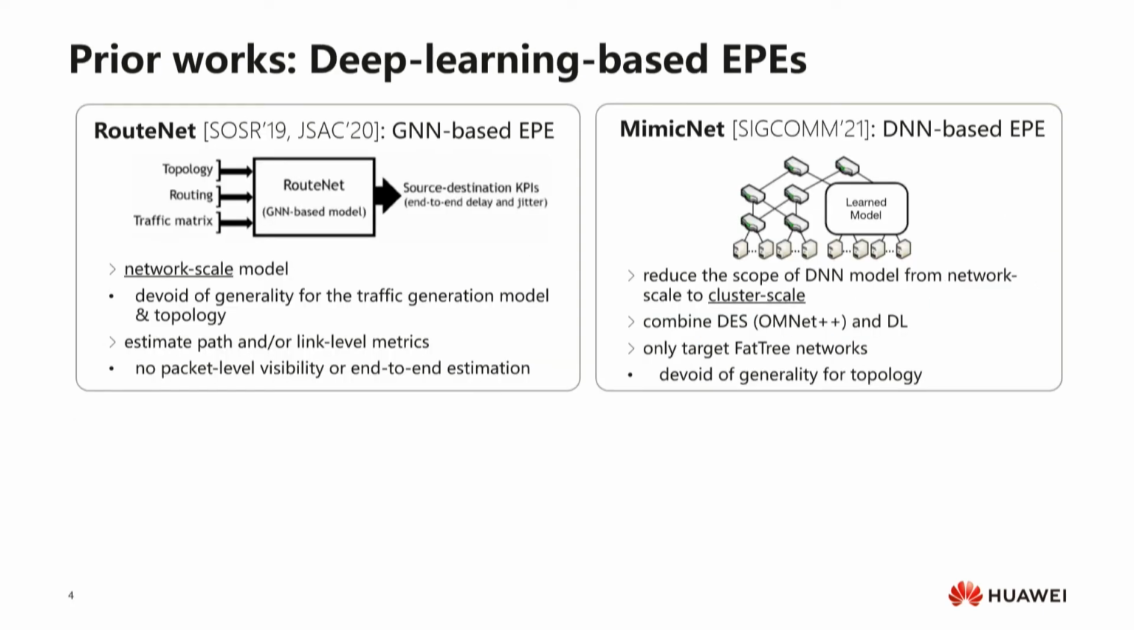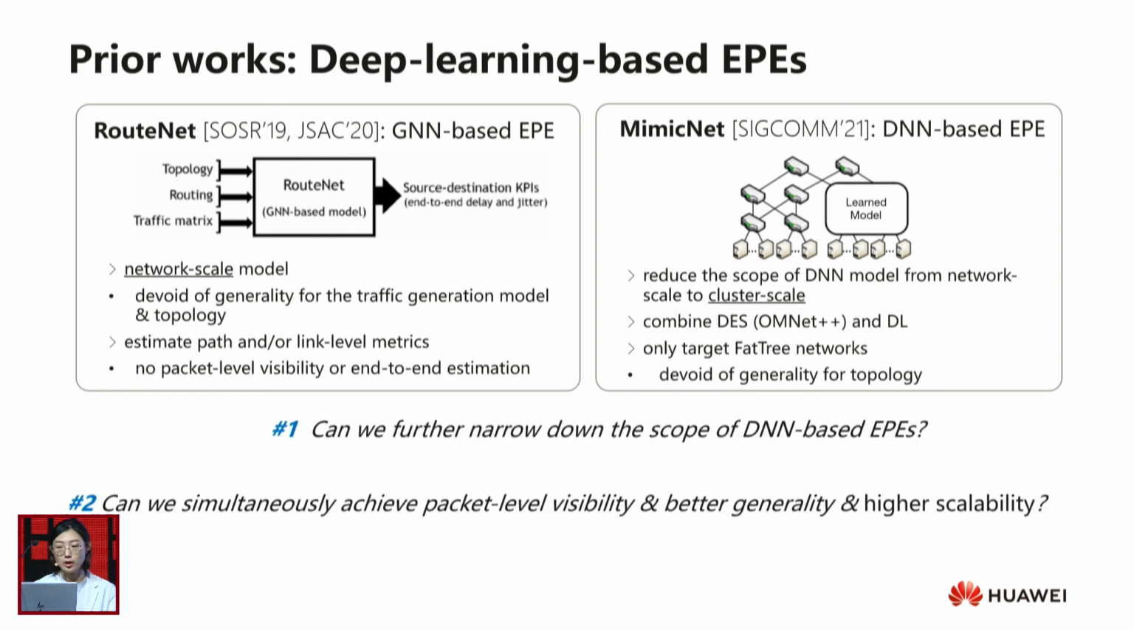Let's look at some very important works. RouteNet is a network-scale model, and it gives estimates of path and link-level metrics. Another one is MimicNet. MimicNet can reduce the scope of the deep neural network from the network scale to the cluster scale. It combines discrete event simulation together with deep learning in its model, and it targets fat-tree topologies. So we are confronted with 2 challenges. The first one is, can we further narrow down the scope of the deep neural network-based end-to-end performance estimators? And the second, can we simultaneously achieve packet-level visibility, better generality, and higher scalability?